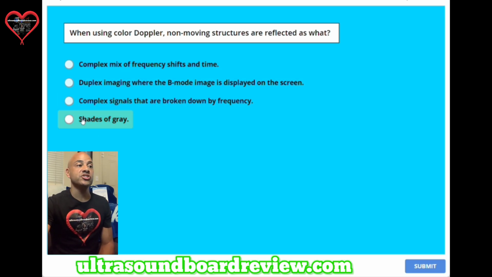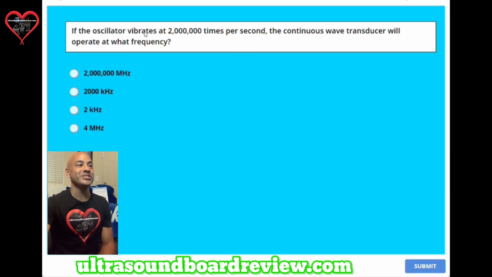The answer is D, shades of gray. Question 19. If the oscillator vibrates at 2 million times per second, the continuous wave transducer will operate at what frequency? A, 2 million megahertz, B, 2000 kilohertz, C, 2 kilohertz, or D, 4 megahertz?